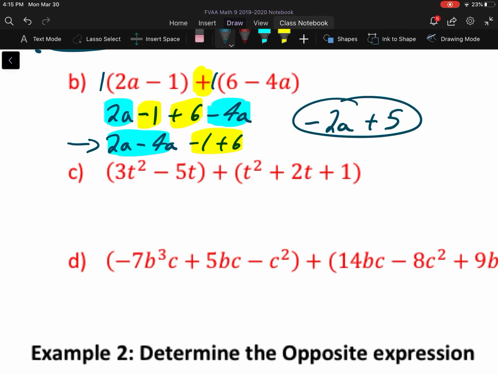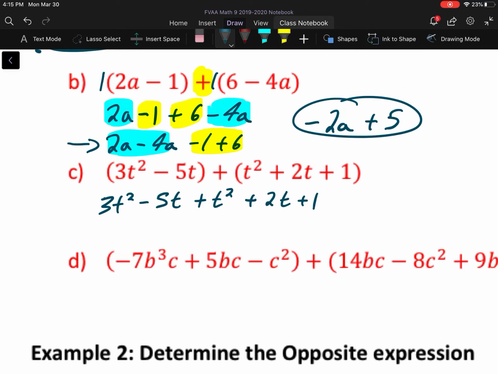Moving on to the next one here, again, we are adding two polynomials, and so we're multiplying 1 to both of the polynomials, which means we're dropping the brackets. So I can rewrite this as just 3t squared minus 5t plus t squared plus 2t plus 1.